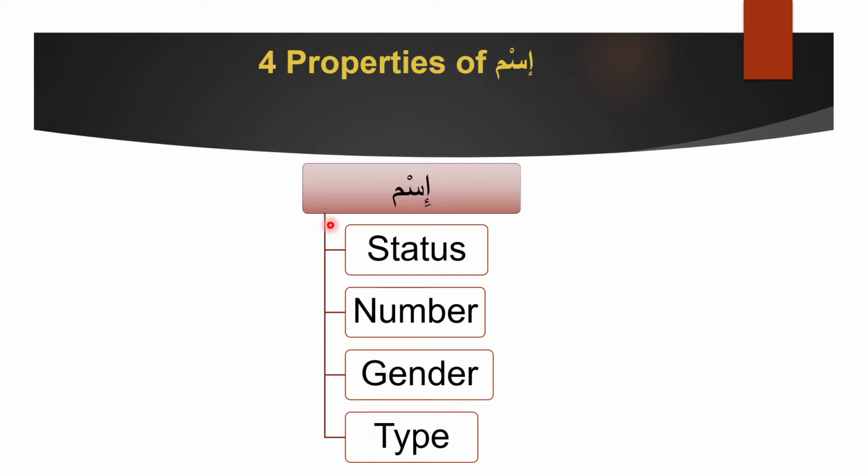In the following lessons, we are going to elaborate on each of these, because right now you don't know what status is, what number is, what gender is, or what type is. But in the future lessons, we are going to learn a lot more about this, so that when you see an ism, you can automatically tell the status, number, gender, and type. This is what I want. Alright, so today, as you learned from the title, we are going to learn about status.